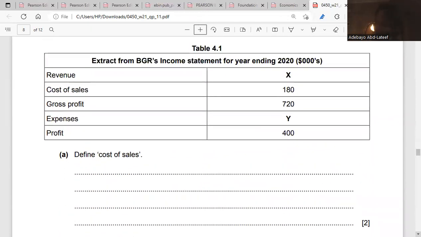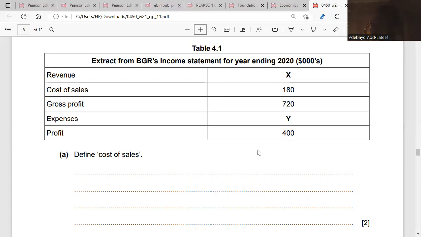So we go back to the extract. X is revenue. For revenue, we could get cost of sales and gross profit. So just write out gross profit. Gross profit is revenue minus cost of sales. So because gross profit is revenue minus cost of sales, then revenue will become gross profit plus cost of sales. So 720 plus 180, that's $900,000.